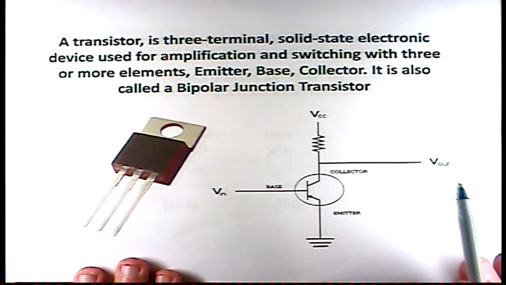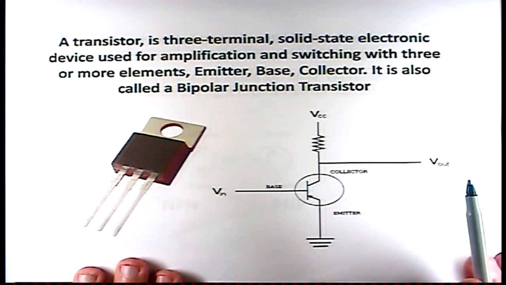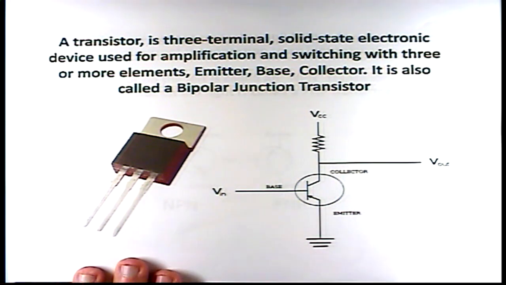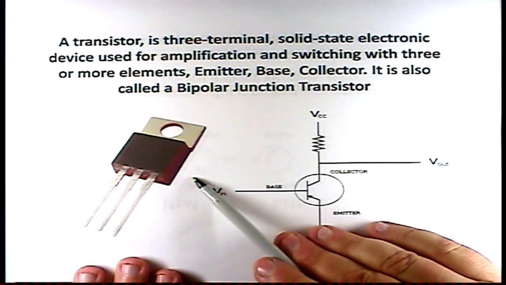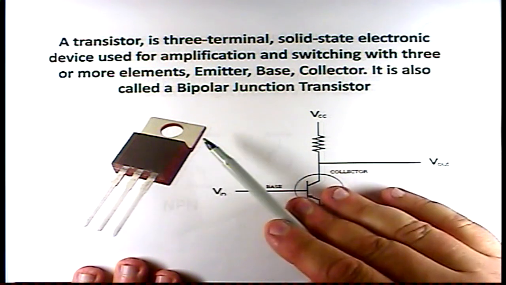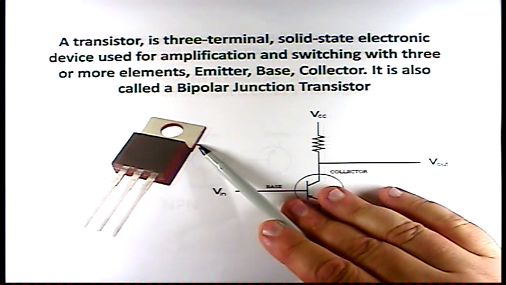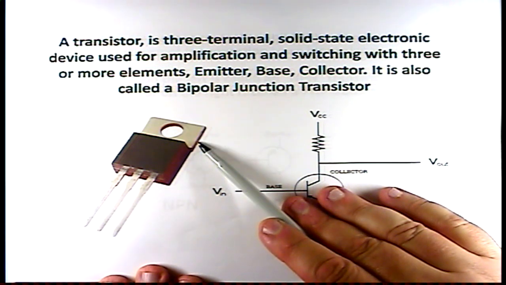A transistor is a three-terminal solid-state electronic device that is used for amplification and switching. It has three elements: an emitter, a base, and a collector. It also can be called a bipolar junction transistor. This is a picture of a transistor here. This transistor is a power transistor. It's a medium power transistor. And you'll notice it has this tab on the top. This tab on the top is called a heat sink. A heat sink is there because a transistor is not totally efficient. And so what happens is if you don't dissipate the heat, the transistor will overheat and stop working.